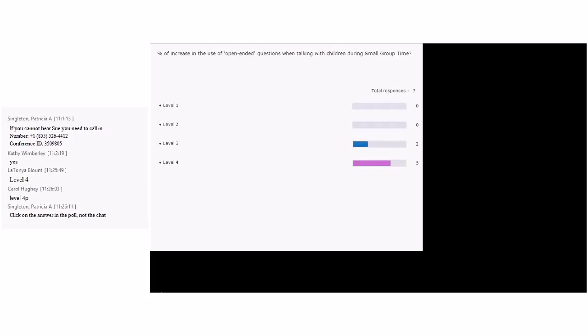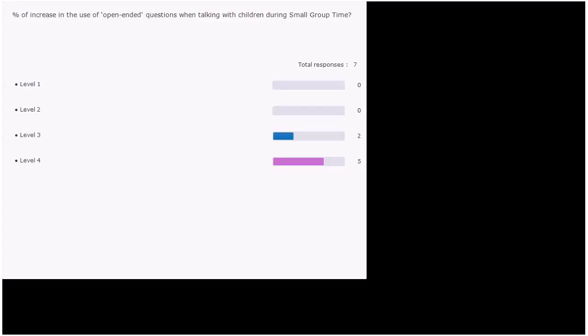Okay. All right, so what we have here is sort of a 30-70. People said that it is level 4. It is actually a level 3. Can anybody tell me why it is a level 3? What is the focus of this level 3 question? It's the teacher's behavior and not the children. It says the percent of increase in use of open-ended questions when talking with children.